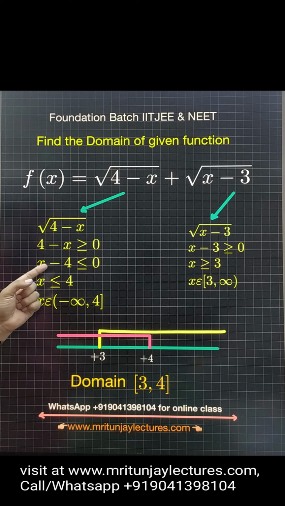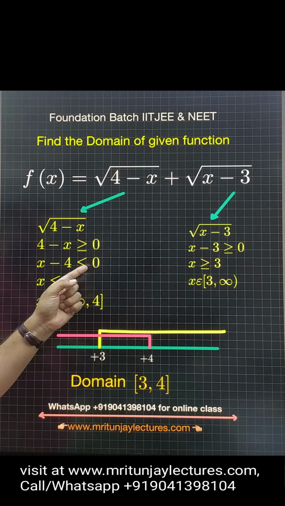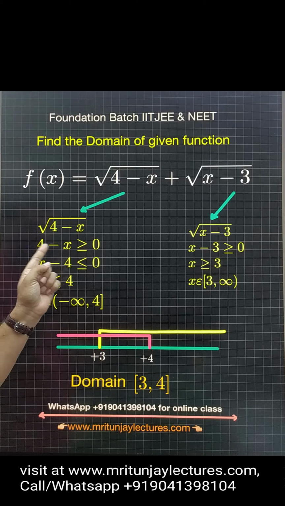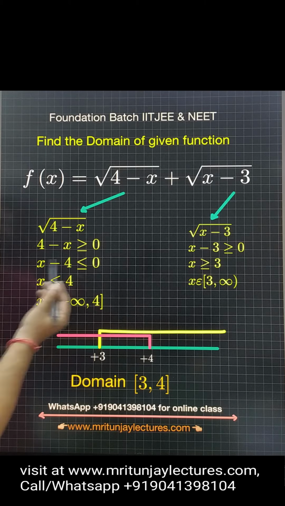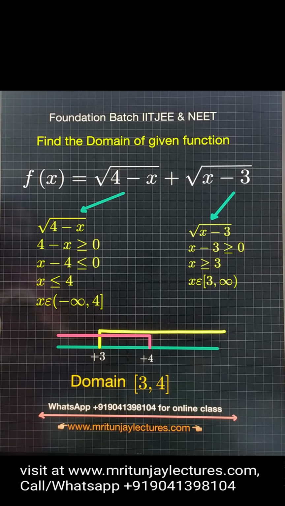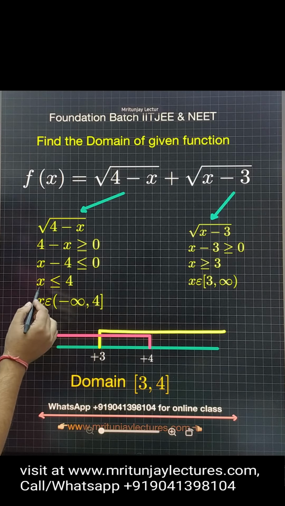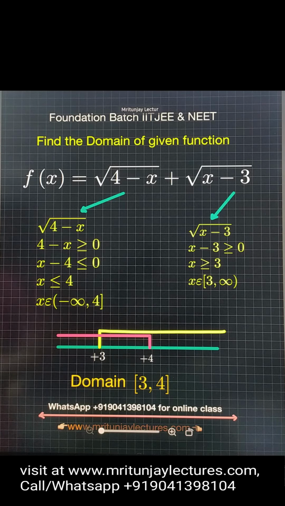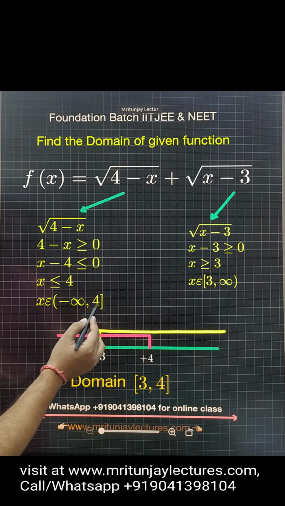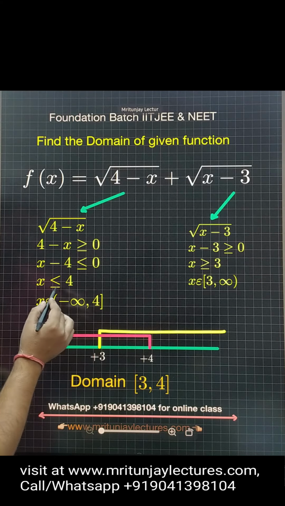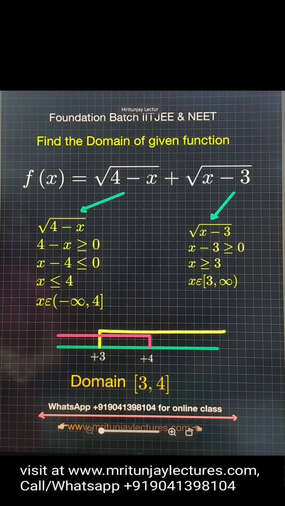So you can say that x − 4 is less than or equal to 0. Why? If we multiply by a minus sign, then the inequality sign changes. If you multiply by minus, then the inequality is reversed. So you can say that x is less than or equal to 4. After that, you can say the interval is minus infinity to 4, a closed interval, because of the greater than or equal to sign, the equal sign is included here.